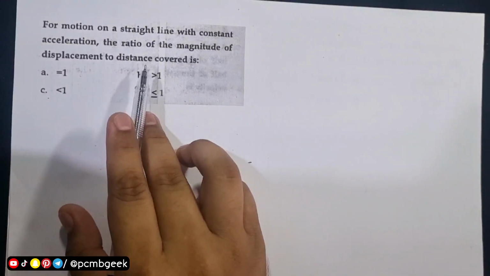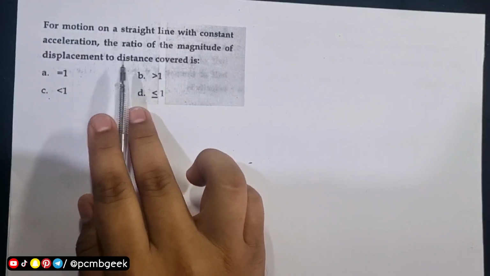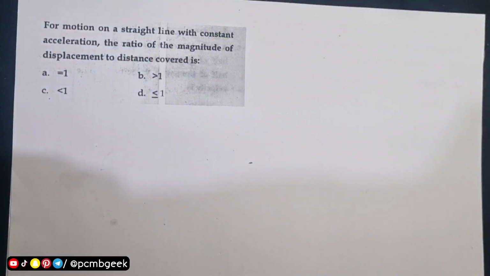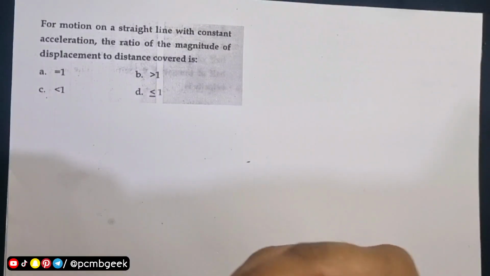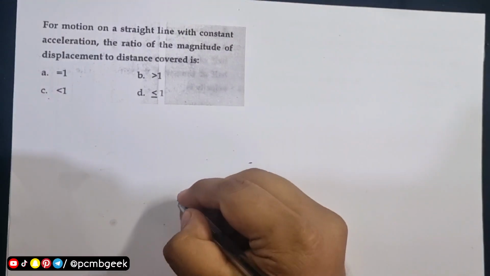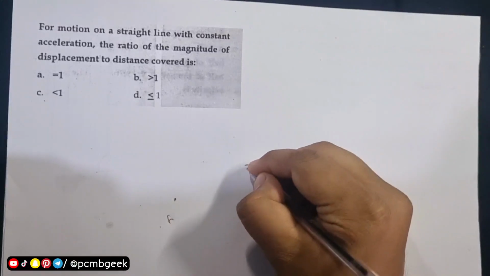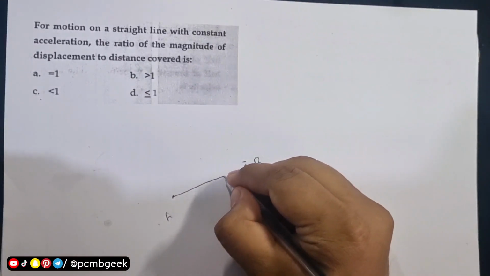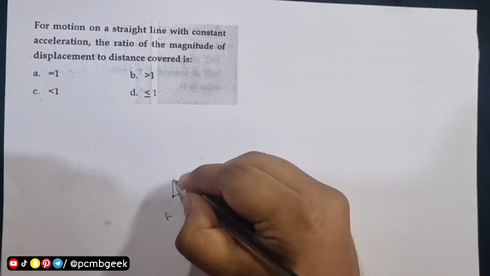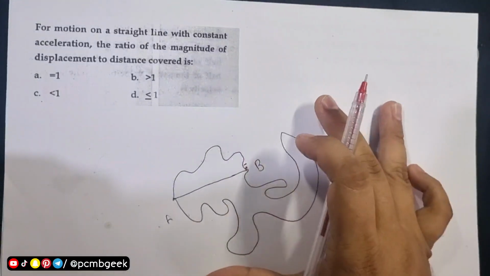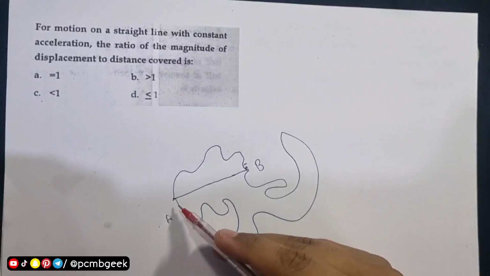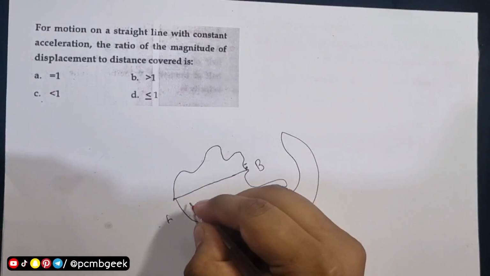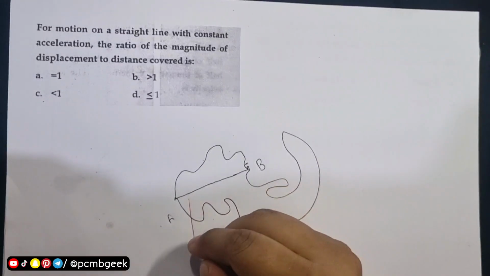For a motion in a straight line with a constant acceleration, the ratio of magnitude of displacement to the distance covered is. First let me explain what is displacement and what is distance. Let us suppose there is a point A and there is a point B. If I have to reach from point A to B, there are n number of possible paths, like the possible paths in a 2D plane, that I can travel from point A to point B. The shortest path between any 2 points is said to be displacement.